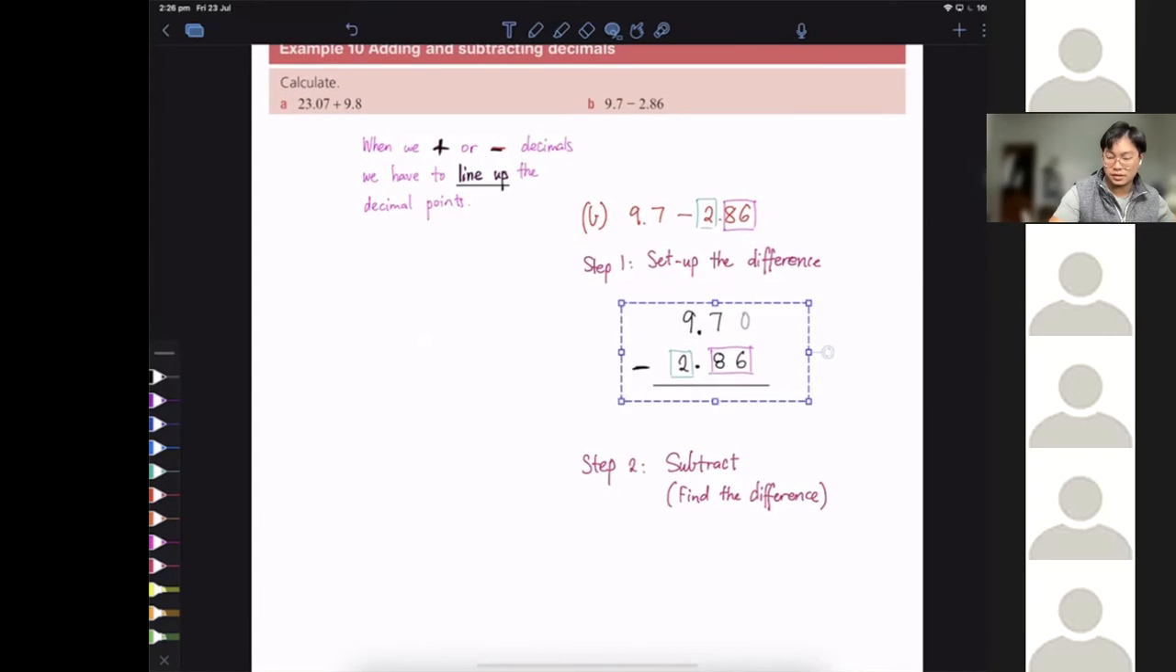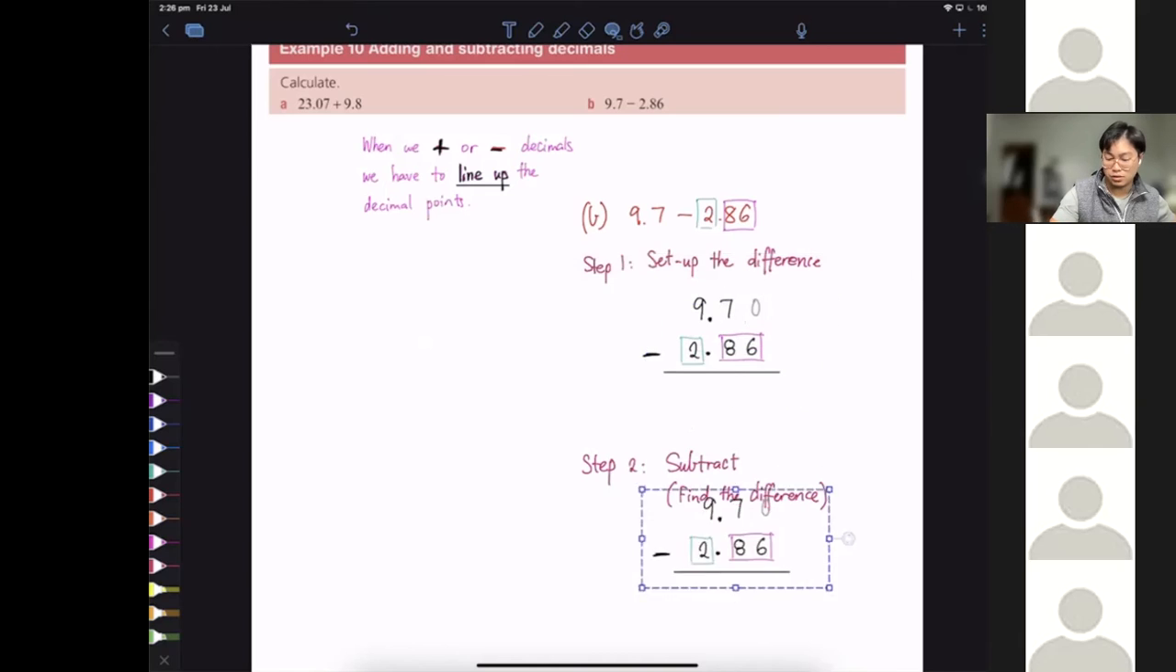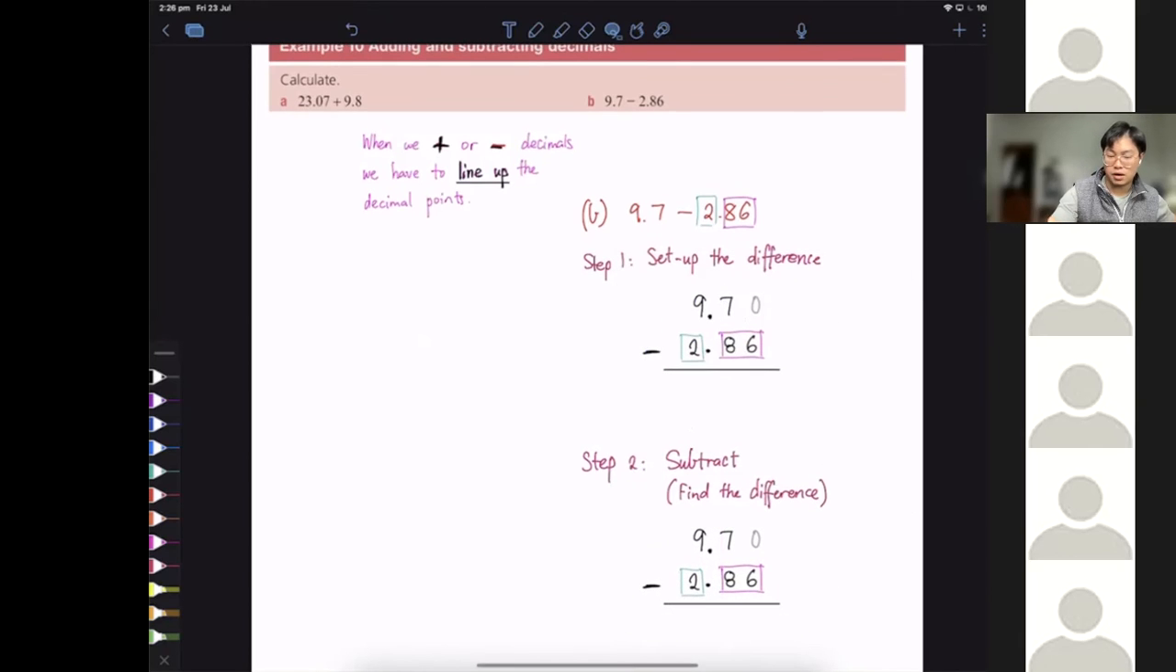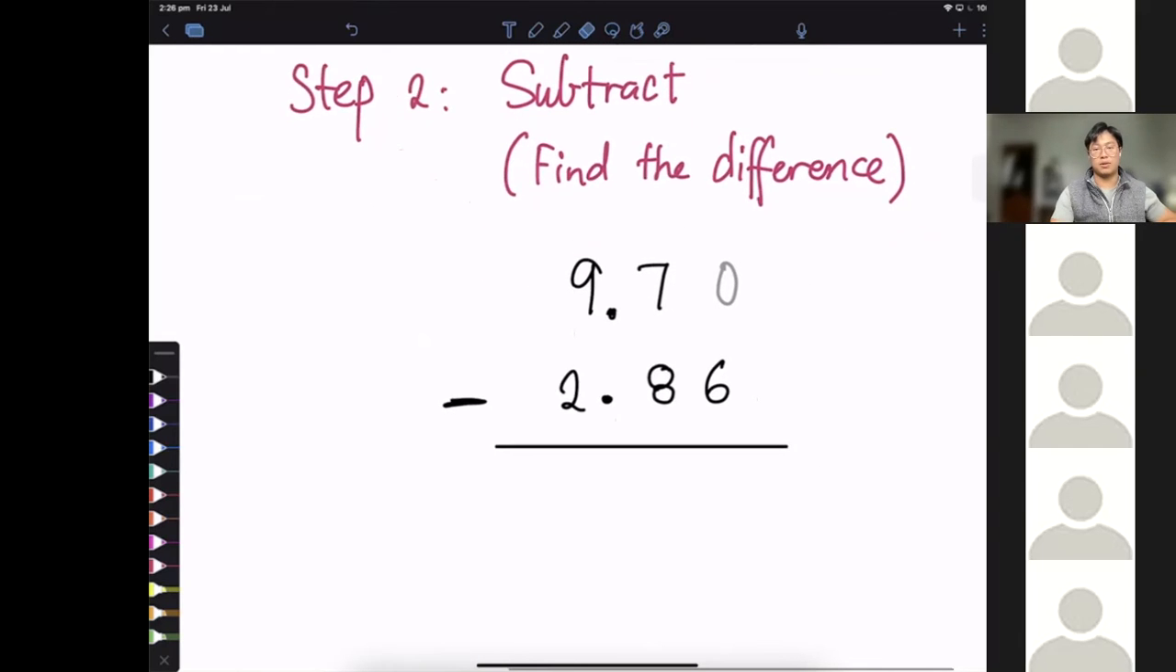So I don't want to muck this up here for you when you do your notes. I'm going to write it again, just so you can see. And that's how we want to set it up.